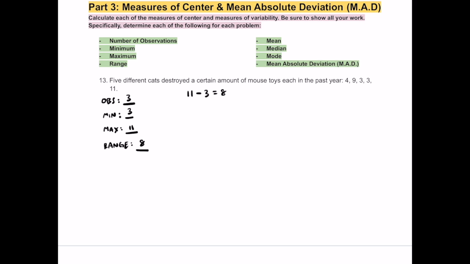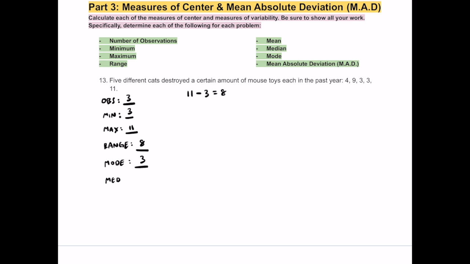And what else do we have to find? We have the mean and the median and the mode. I guess I forgot to do the mode, but that one's pretty easy. The mode here should be 3, if I'm not mistaken. I think there's 2 of them. Yeah.